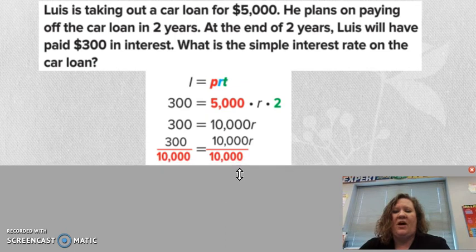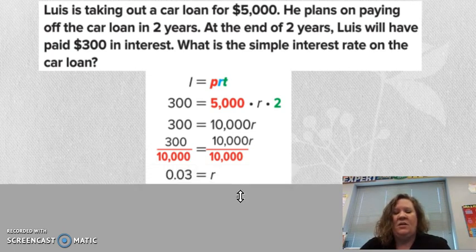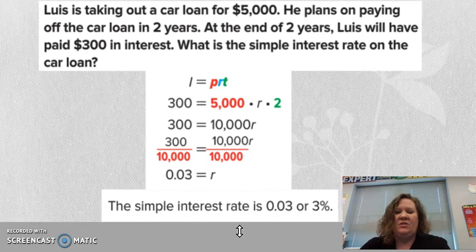We are going to divide both sides by the number that's with the variable. So we are going to divide by 10,000 to cancel it out. On the left-hand side, again, we're still going to divide by 10,000. What you do to one side, you're going to do to the other. 300 divided by 10,000 gives us 0.03. That's our R, but that's in decimal form. In order to turn it into a percent, we always compare percent with 100. This time we're going to multiply to get the percent. So our simple interest rate would be 3%.